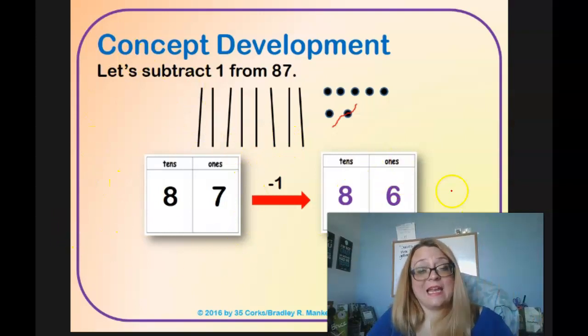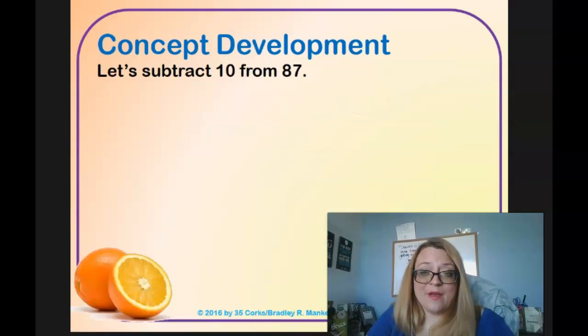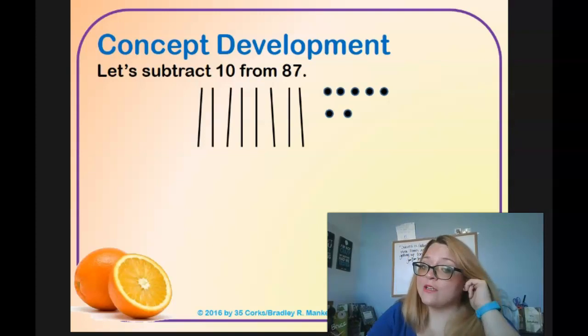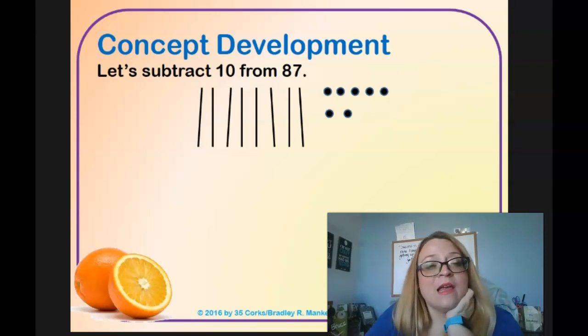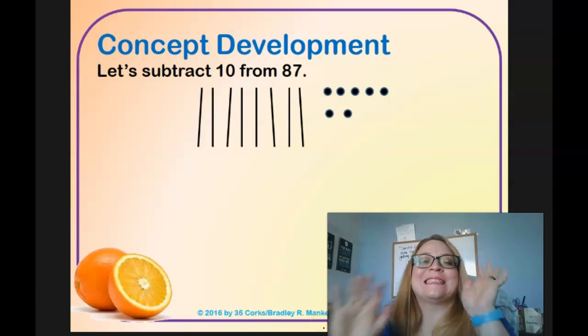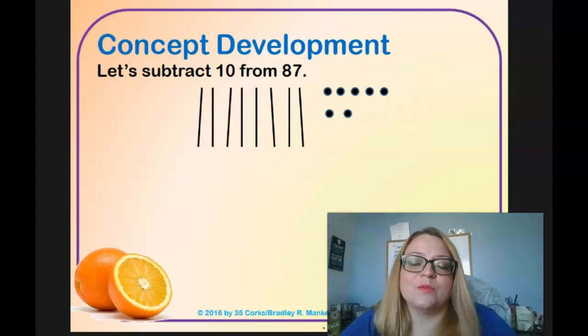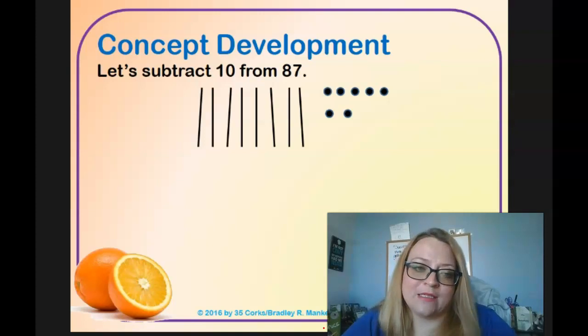87 is 86. Good job. All right, this time I want you guys to try this one on your own. So go ahead and draw 87 again, but this time we're going to subtract 10 from it. We're going to subtract a 10 from it.